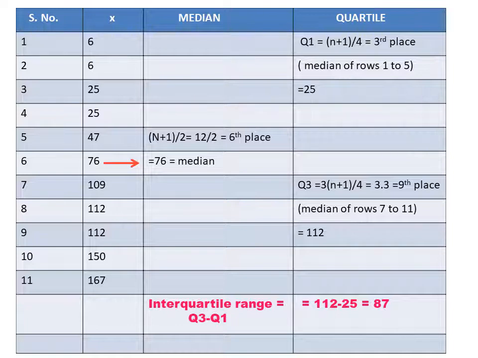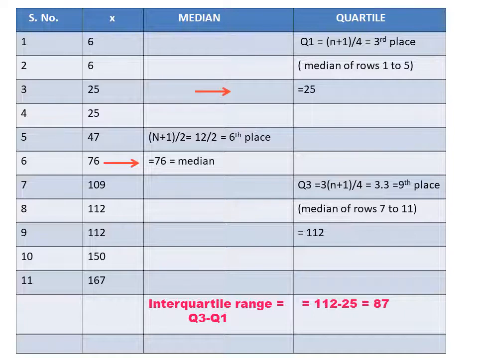Similarly, the first quartile. If you have odd numbers, you divide by 4 because you have to find the 4th part. So the formula is n plus 1 by 4. That is 11 plus 1 by 4, that is 12 by 4, which is the 3rd place. The 3rd place is occupied by the number 25. So 25 is your first quartile.